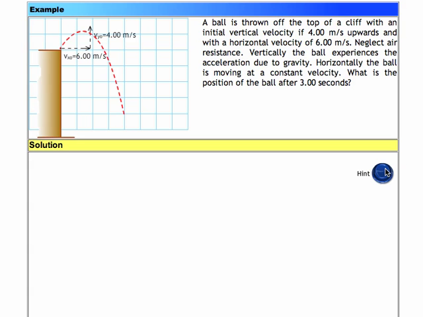The only time the acceleration due to gravity would be anything other than, say, 9.8 would be if we put it on another planet. What is the position of the ball after 3 seconds? So I need the x and y location of the ball after 3 seconds.